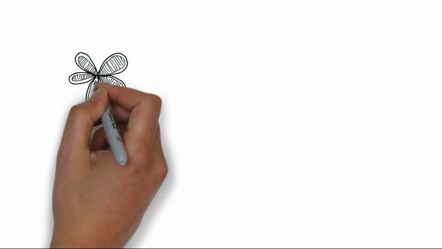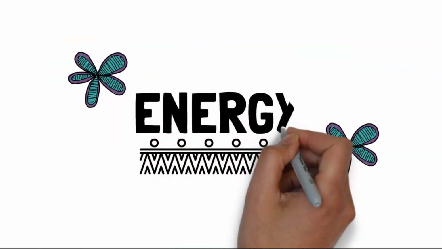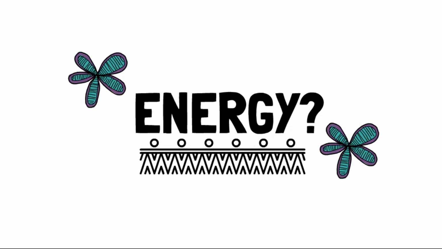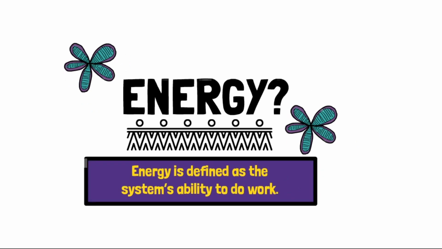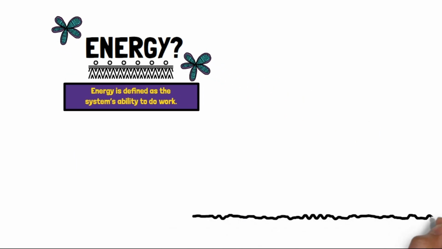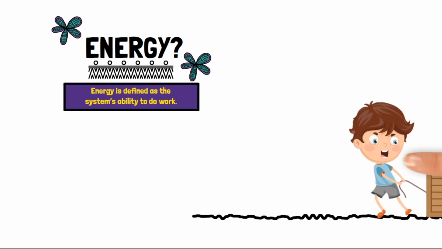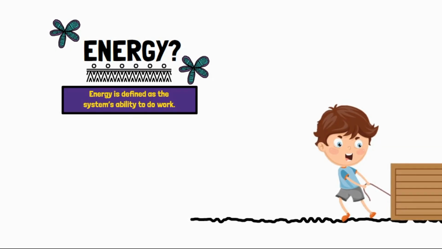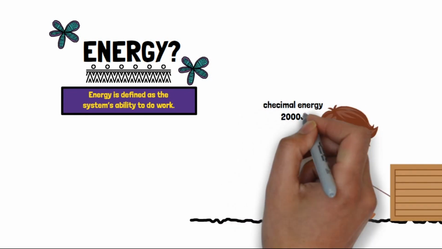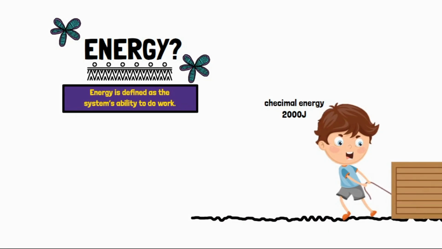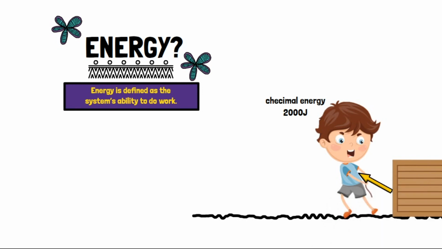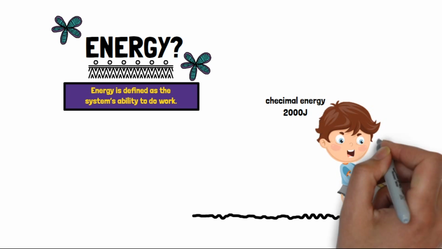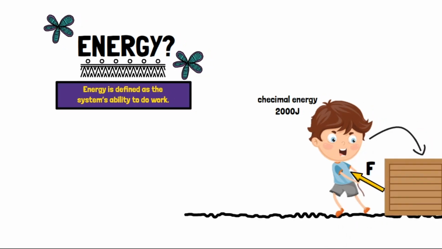Okey, untuk video kali ini kita akan mulakan dengan energy. What is energy? So, energy is defined as the system's ability to do work. Okay, so contoh di sini kita ada satu kotak yang akan ditarik oleh seorang student bernama Atan. So, the chemical energy from the student, let's say 2000 joule. And what happened when the student tried to pull the box with an external force of F? So, some energy will be transferred to the box.